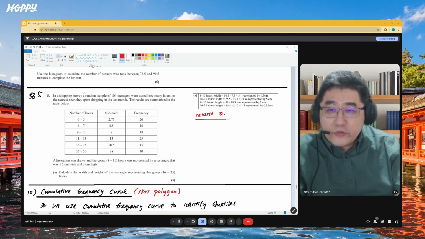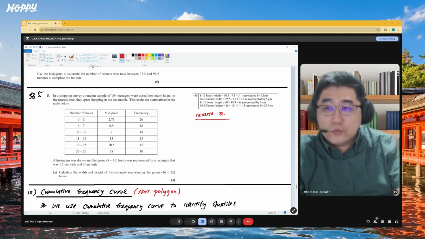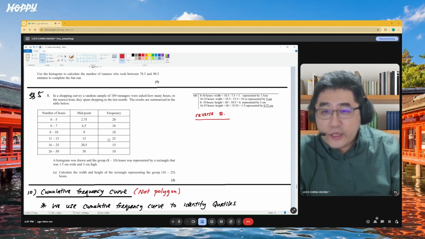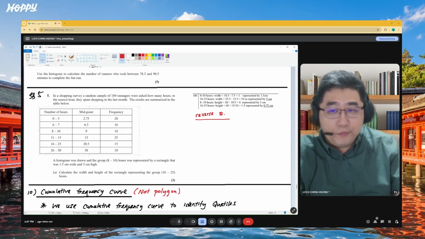In a shopping survey, a random sample of 104 teenagers were asked how many hours, to the nearest hour, they spent shopping in the last month. The results are summarized in the table below. Let's move the table slightly to the left so we have more space to draw.